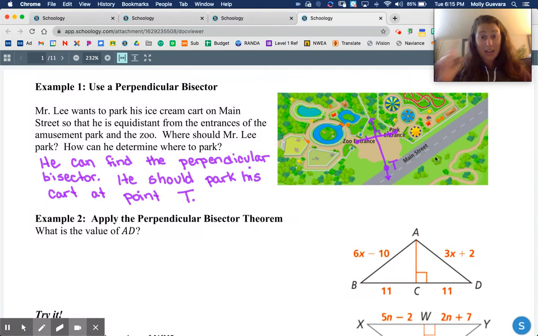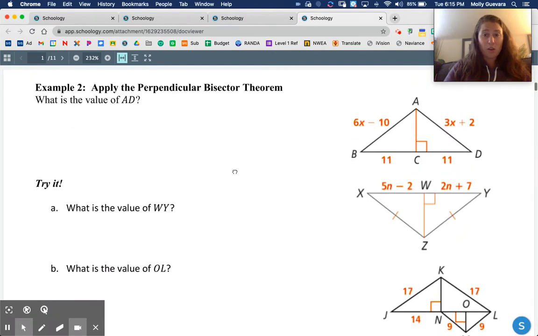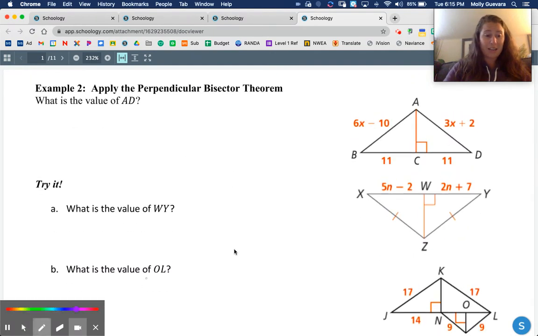So using that idea, we're going to move on now to example 2, where we're going to apply it. And it says, what is the value of AD? So A to D. So this is what I'm trying to find right here. So in this triangle, AC is the perpendicular bisector to BD. It splits B and D in half. They're both 11, and it's perpendicular.